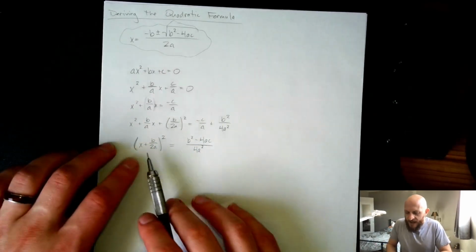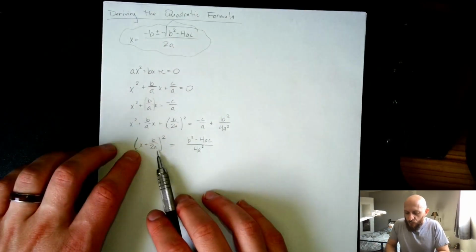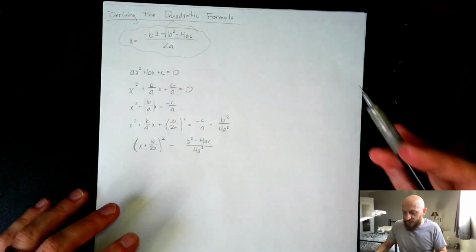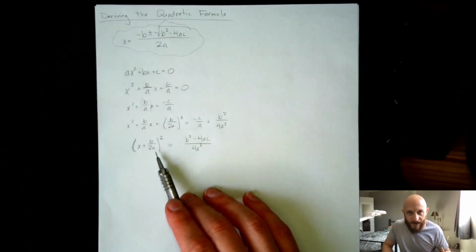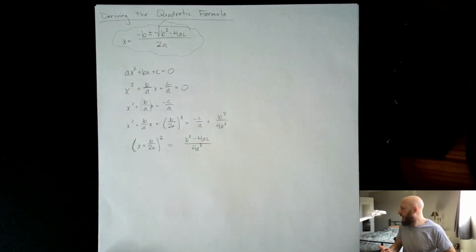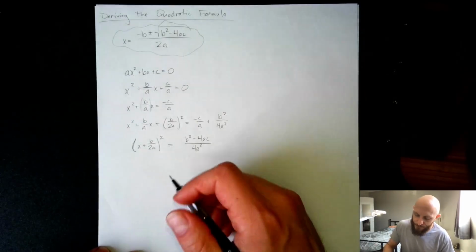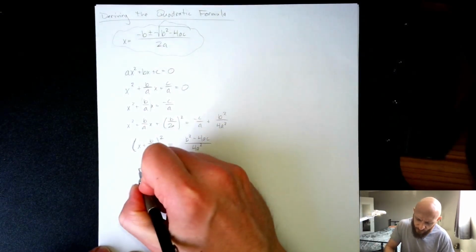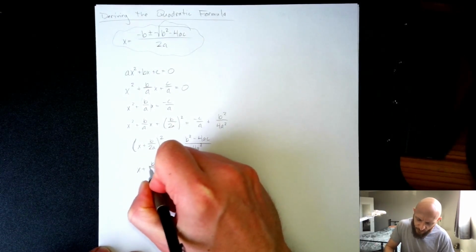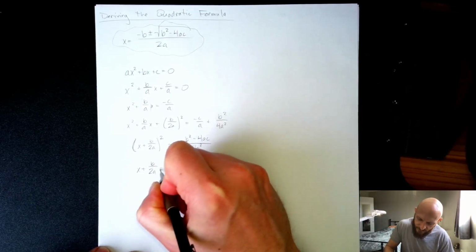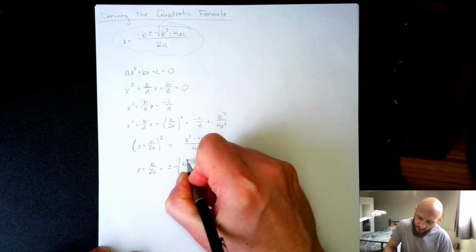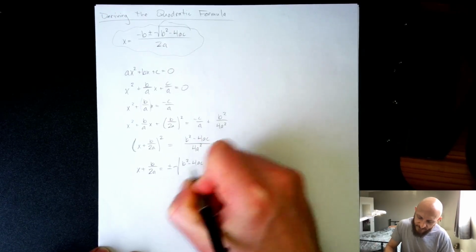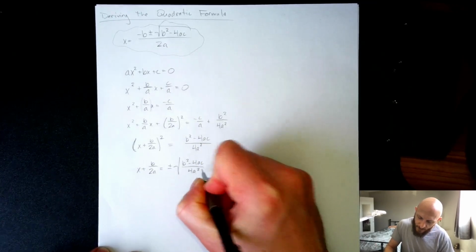Right. And now we're in a position, and this is the beauty of completing the square, where we can just solve for x, the way that we're accustomed to solving for a variable. So I'll take the square root of both sides, and we have to remember to use the square root property. So this becomes plus or minus the square root of b squared minus 4ac over 4a squared.